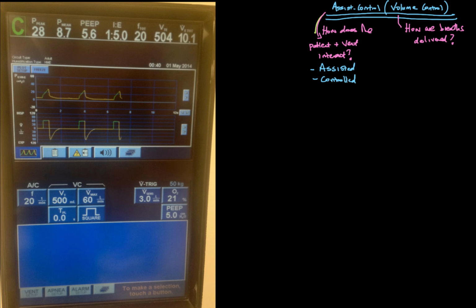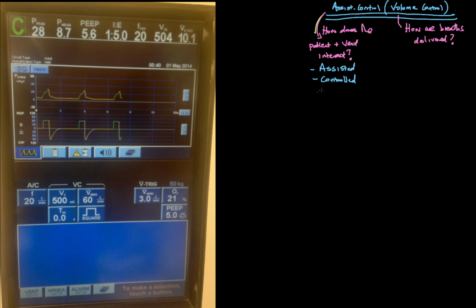Basically, one is triggered by time, in this case, 20 breaths per minute. So every 3 seconds, the ventilator is going to deliver a breath, and it's going to be 500 mils, and it's 60 liters a minute of flow. Okay, so these are controlled breaths because they are triggered by time. The patient doesn't have to do anything. These are just going to come in anyway.